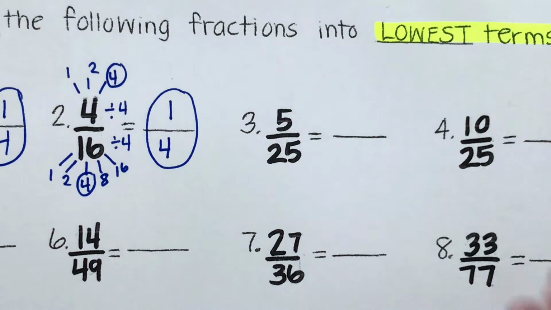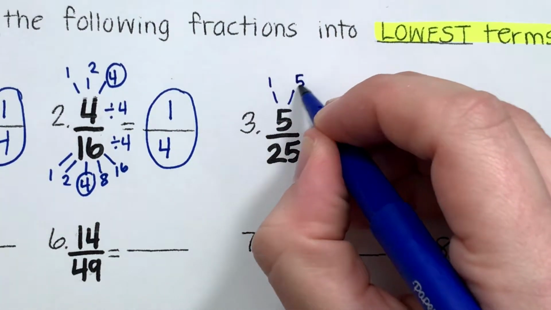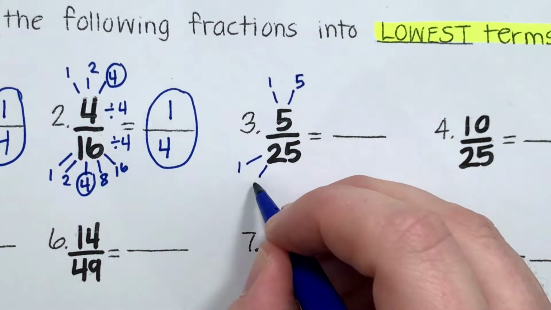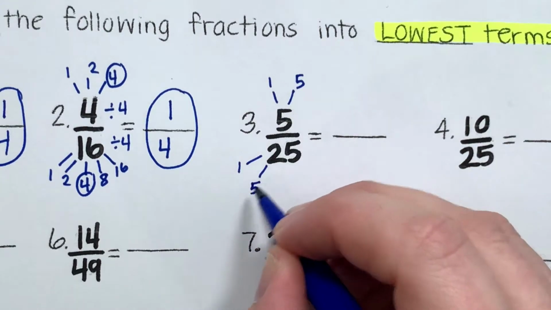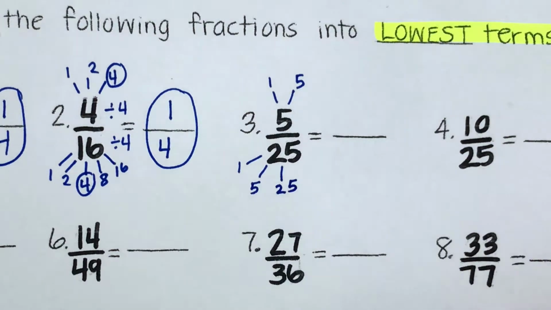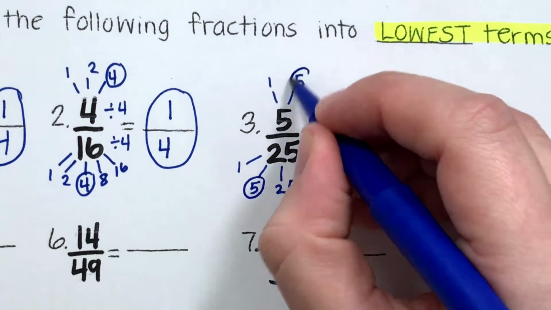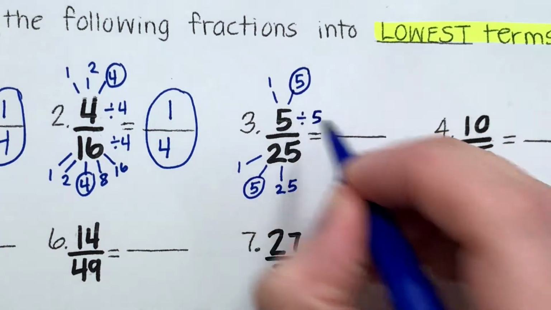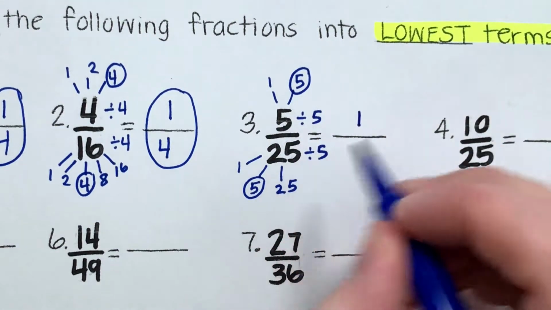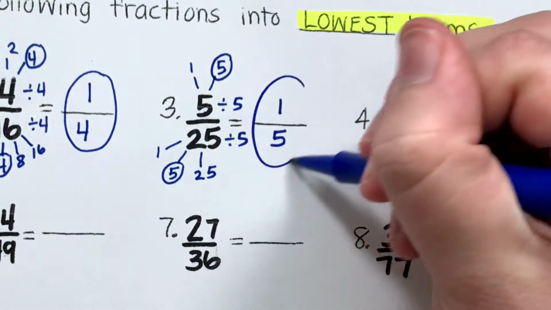Okay, let's look at number 3. 5 and 25. 5 doesn't have many factors, it's just 1 and 5 because it's a prime number. But 25, we have 1, 5. 5 times itself gives us 25. So actually those are the only factors of 25: 1, 5, and 25. So our greatest one that we have in common here is 5. Let's divide both sides by 5. 5 divided by 5 is 1. 25 divided by 5 is 5. So 1/5 is our answer.